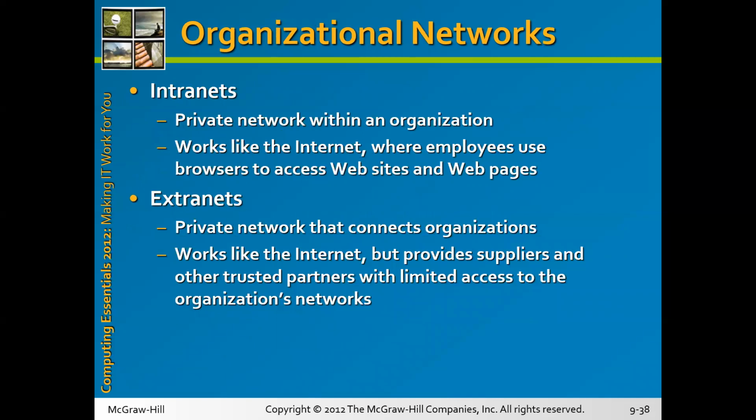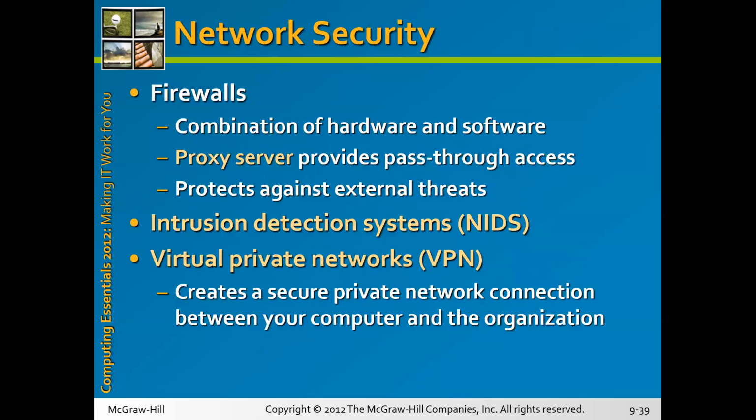Organizational networks. Intranet. An intranet uses browsers, websites, and web pages like the public internet, and typically includes email, mailing lists, newsgroups, and FTP services. Intranets are basically a private network within an organization. It works like the internet, where employees use browsers to access websites and web pages. Extranets are private networks that connect organizations. They work like the internet but provide suppliers and other trusted partners with limited access to the organization's network. The purpose of an extranet is to increase efficiency and reduce possible costs.